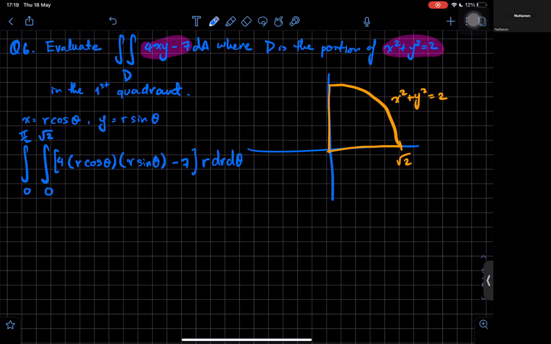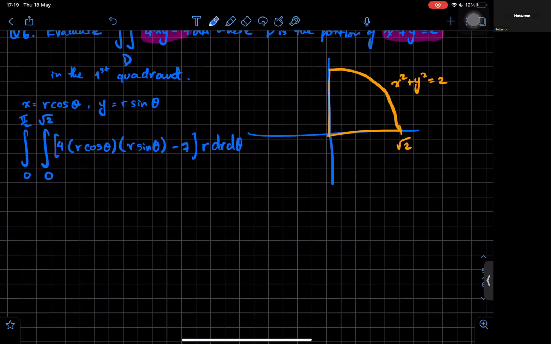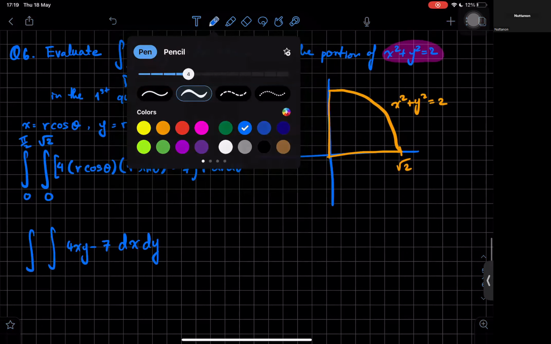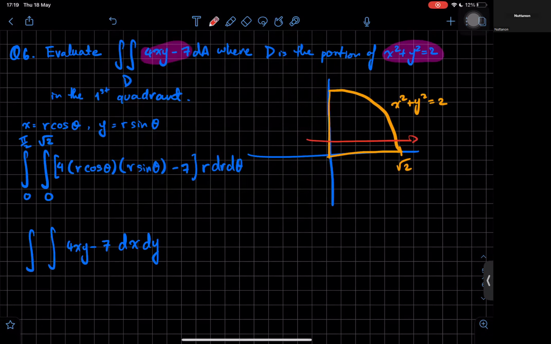This is one way you can do it, in polar coordinates. Or you can do it in dx dy. If it is dx dy, then x goes in this direction, and it has to be x equal to something, so it will be the square root of 2 minus y squared.